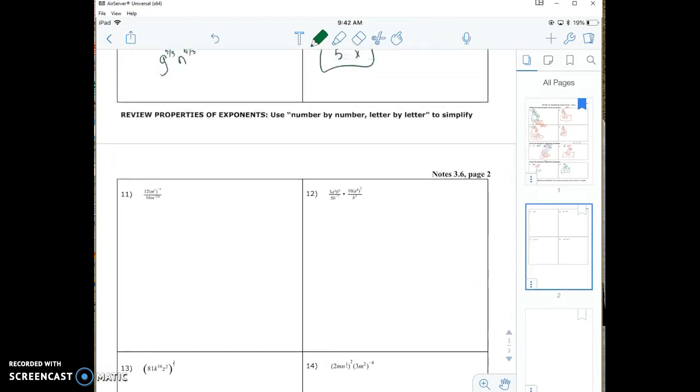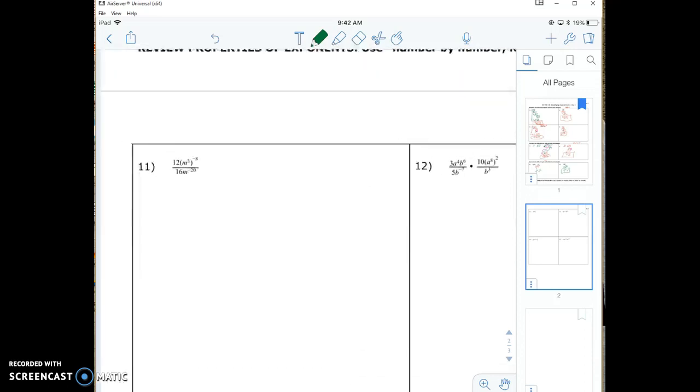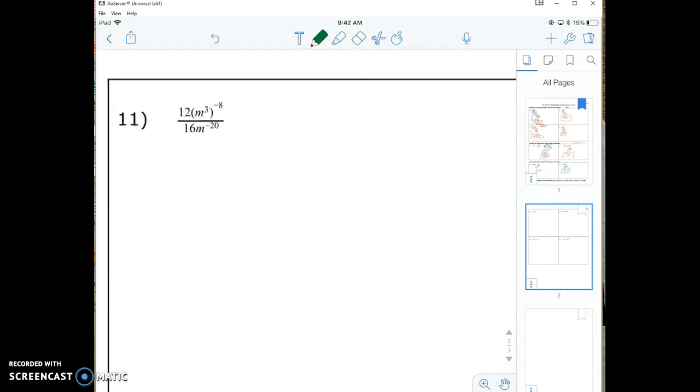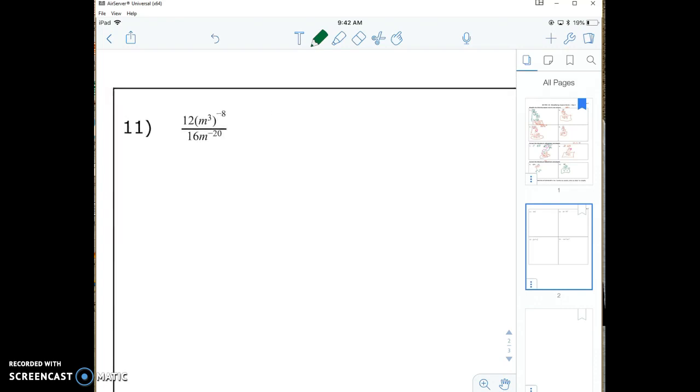Okay, a little more review. We're going to simplify these using number by number and letter by letter. So number by number, I have 12 over 16. Letter by letter, remember product of powers on top, m to the 3rd power to the power of -8. 3 times -8 is -24. And on the bottom I have -20.